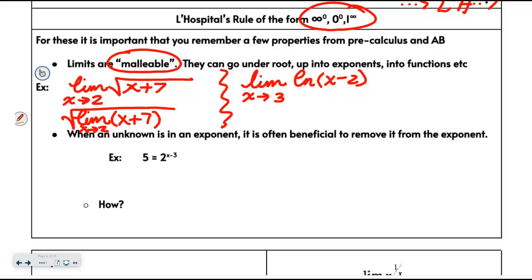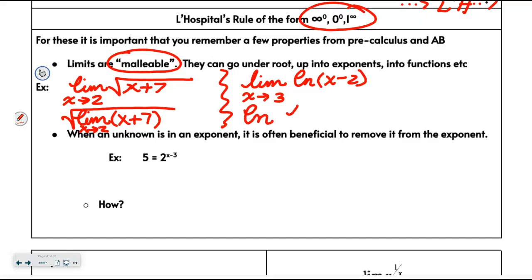What's the answer to that? It's easy. 0. It's the limit, right? And I plug the 3 in, I'm taking the natural log of 1, and what is it? 0. But they can be swapped. I can do the natural log first.